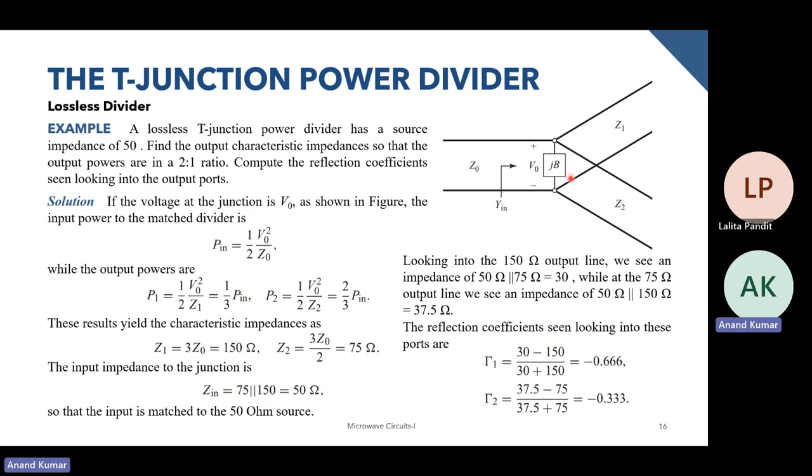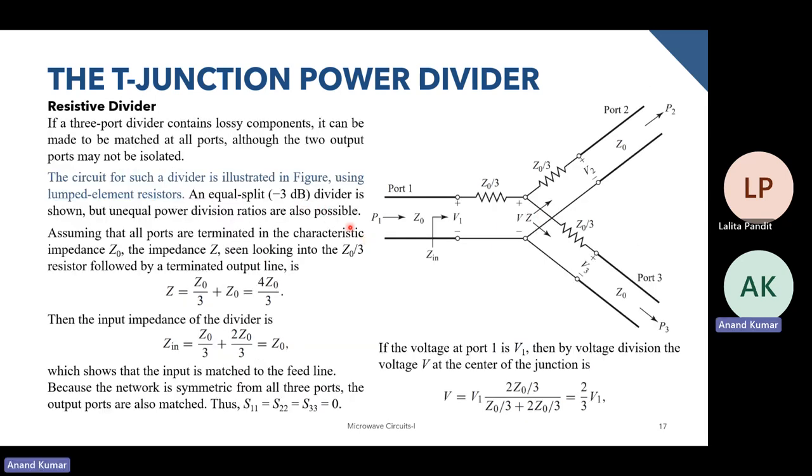So if the input impedance was 50 ohms, we got Z1 and Z2 as 150 and 75 ohms. Yeah, 150 and 75 ohms.